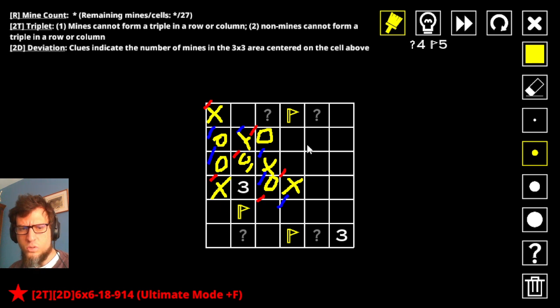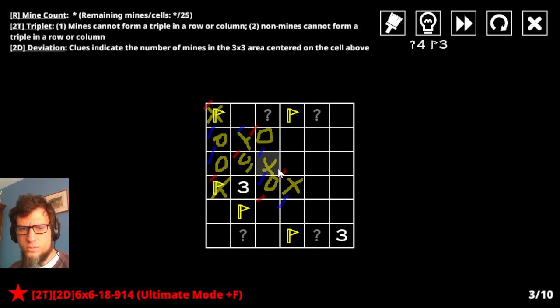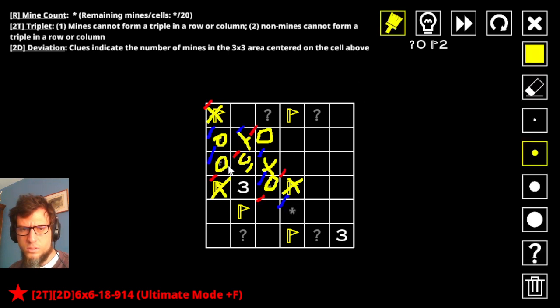Okay, so we at least have 1, 2, 3. 1, 2, 3. Oh, there's one there as well. Now there's 2 more mines required somehow. Now how is this? These 2 as well? Okay. But these all are different from each other.